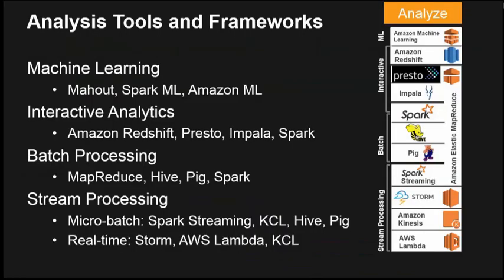So one thing I want to go back to here is that Amazon Elastic MapReduce gives you the framework not only to run classic MapReduce, but also to run Hive, Pig, Spark, Impala, and Presto. So it's a nice way of running a managed interactive analytics application or a batch analytics application.